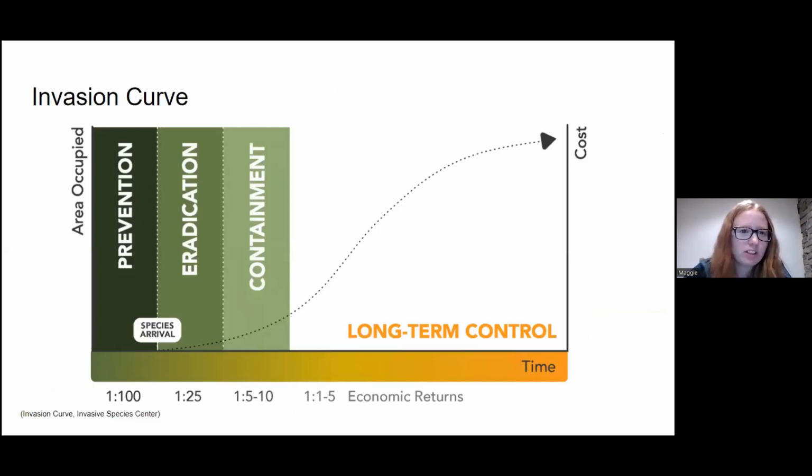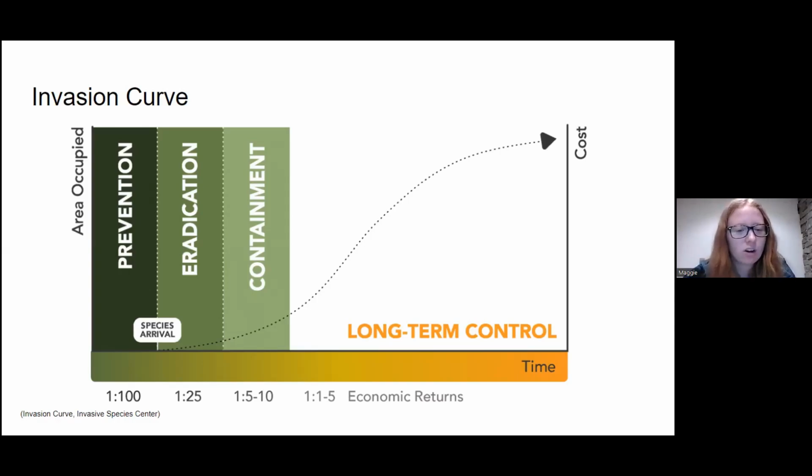So just briefly to go over a little bit about this invasion curve. It's interesting because the first section that you see there is prevention. So that's finding ways to keep invasive species out of an area. And then once the invasive species arrives, management strategies are focused on eradication, so completely removing the population from the area.